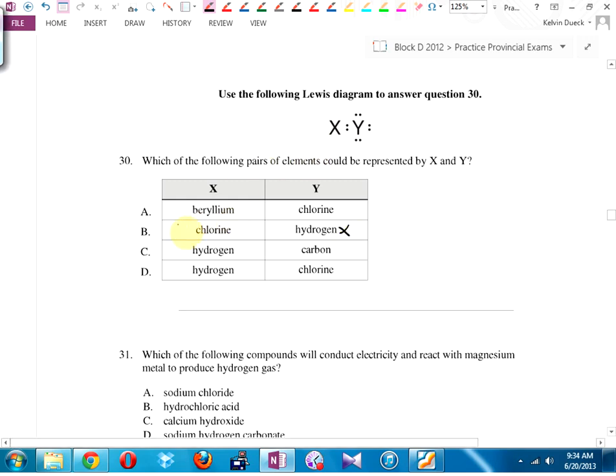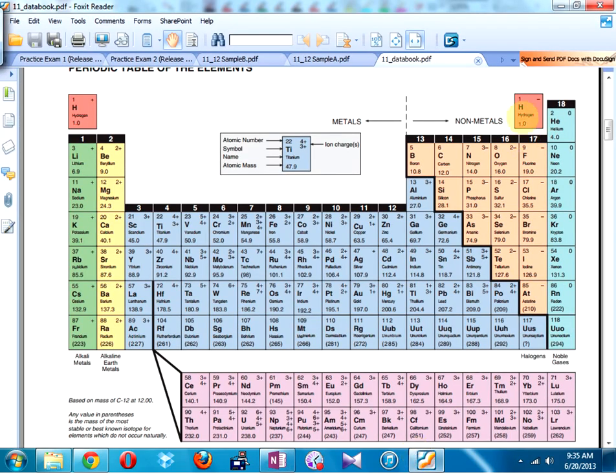Can X possibly be beryllium? What's beryllium on my table? It's got 2 outer electrons in its valence shell. It looks like we're sharing 1 electron with each other. I think we're looking for something in this row here for element Y, and something in this row here for element X, because it's got 1 extra electron to share and it wants 1 extra electron. Which one?